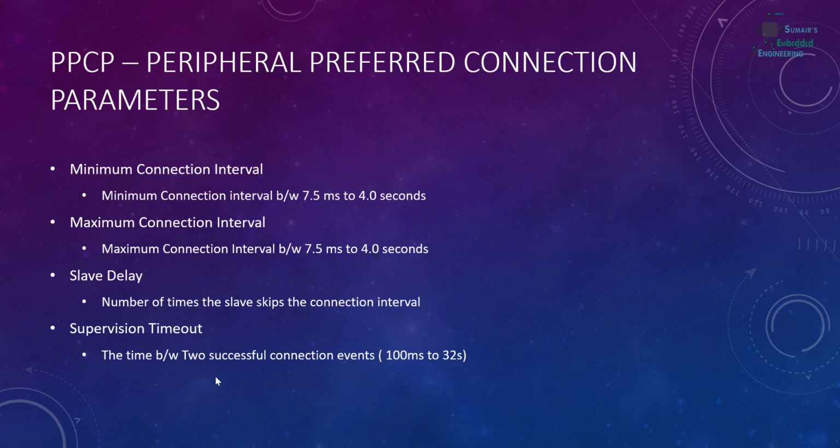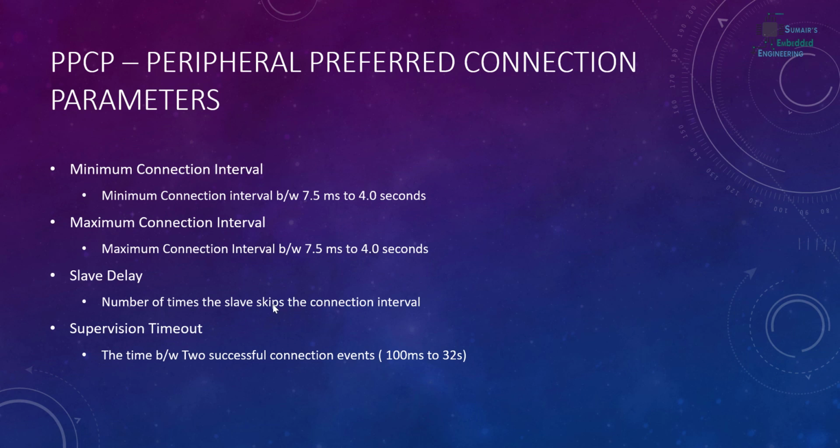The supervision timeout is basically the timeout between two successful connection events. It ranges from 100 milliseconds to 32 seconds. For example, if a connection event hasn't occurred within this window, say I have set it to 200 milliseconds and our device here we have set it to 100 milliseconds, the number of times it can skip can be 1 interval or 0 intervals.